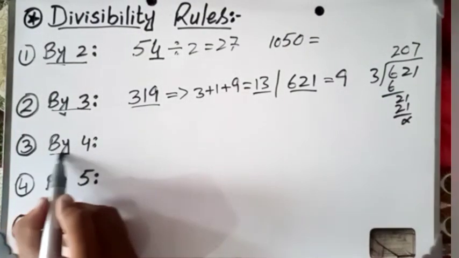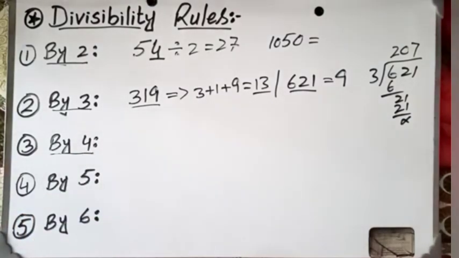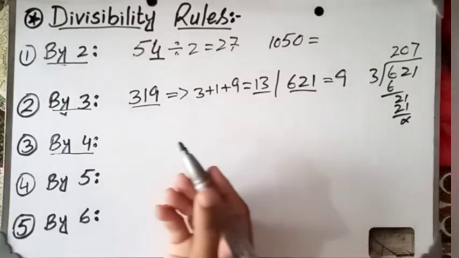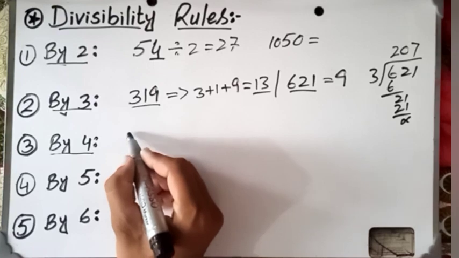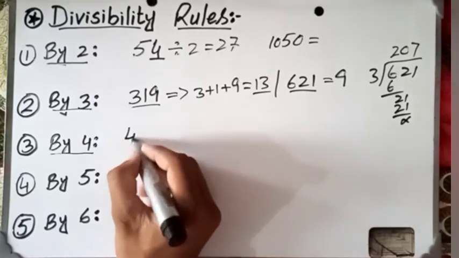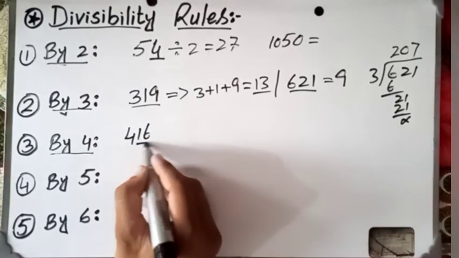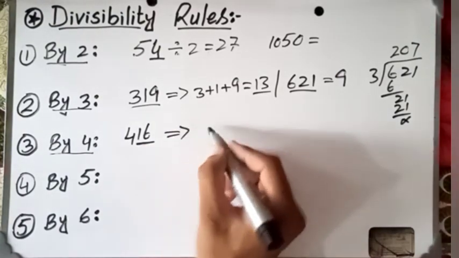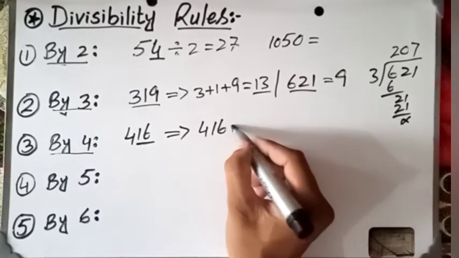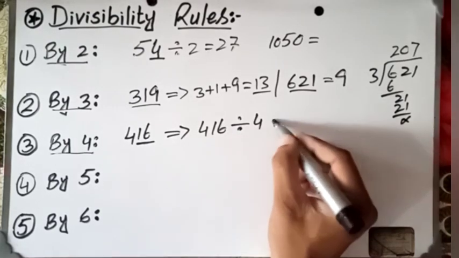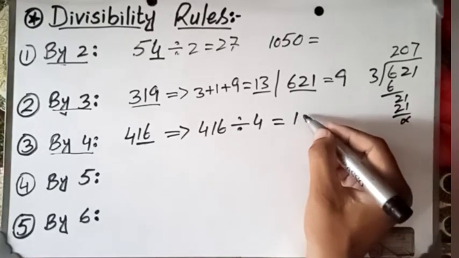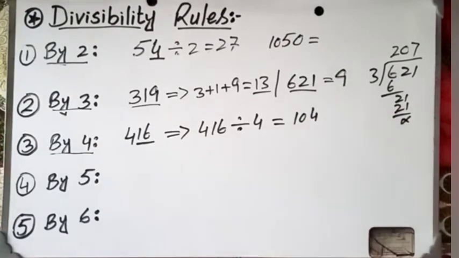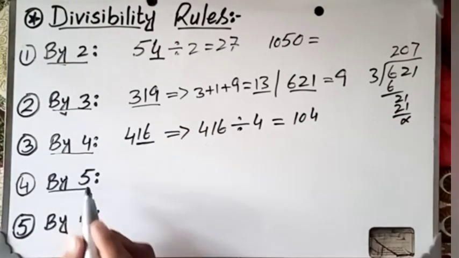Next is divisibility by 4. A number is divisible by 4 if the number formed by its last 2 digits is divisible by 4. For example, we have a number like 416. The number formed by its last 2 digits is 16. 16 is divisible by 4. This implies the complete number 416 is divisible by 4, and we get the answer 104 from that.